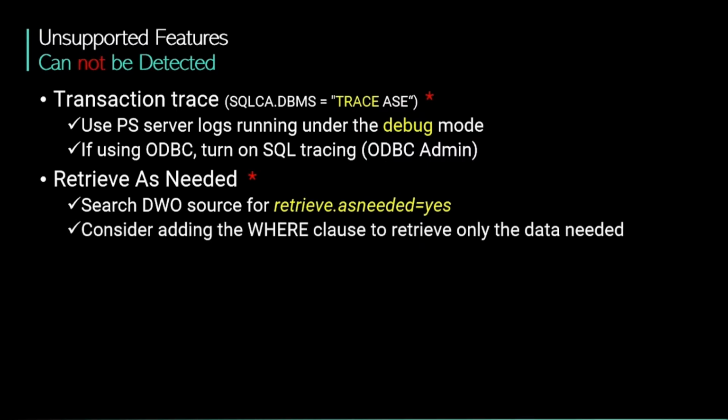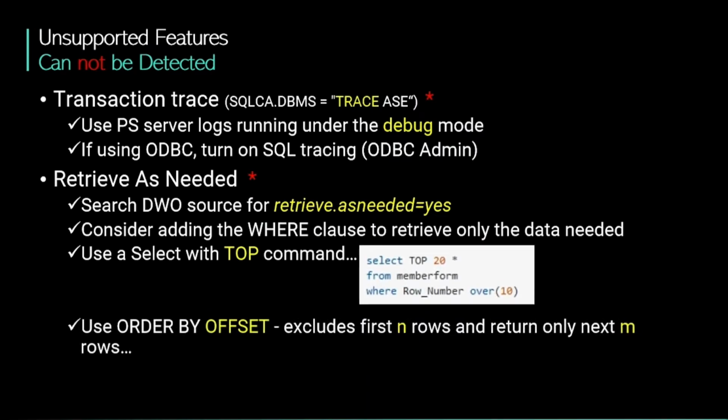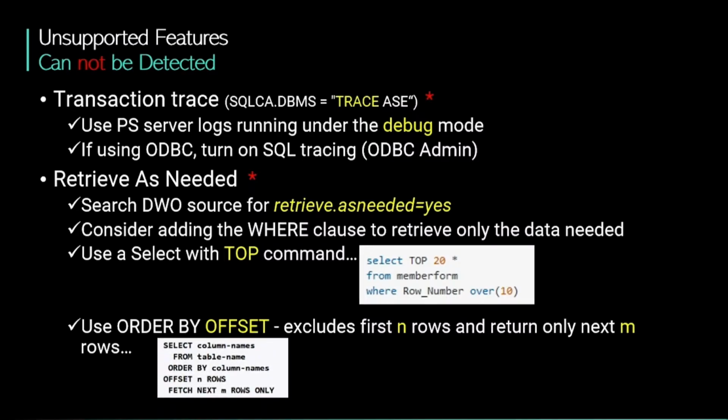Consider adding a where clause to retrieve the data as needed, for example. Use the select top command, or you can use the order by offset. So let's have a look at an example of those. For example, select the top 20 from member table where the row number is over 10. So it's easy to get the next 20 rows starting from row number 11. On the bottom one, the example would be select columns from whatever table, offset n rows, fetch next m rows. For example, do offset 100 rows, fetch next 100, would get you rows 101 through 200.